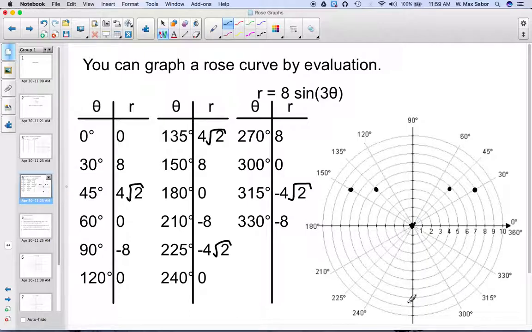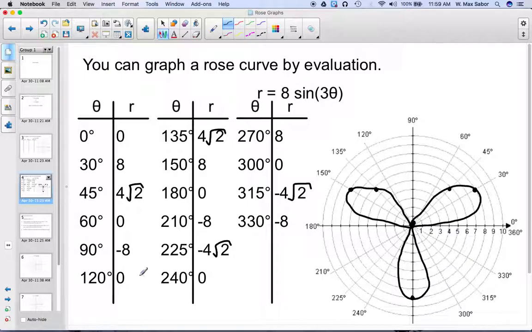270 degrees at 8. 300 at 0. 315 at negative 4 square root of 2. And 330 at negative 8. So vaguely what this graph looks like, I said that they were petals, it's like this. And then actually what's happening here is that we'll go down here and then curve back. And that's what the rose curve looks like.